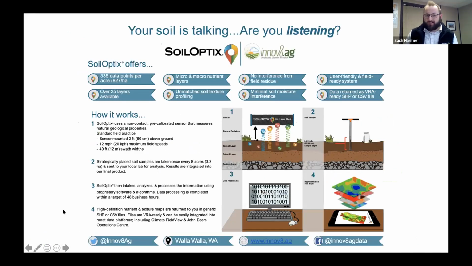SoilOptix itself really is a four-step process, to break it down to the simplest. The first big piece is, of course, the sensor, collecting this radiation data. As you've maybe seen in some pictures, we mount this sensor, which is roughly 2 feet wide, on the front or back of any sort of vehicle. With Innovate Ag, it's mounted on the back of their Gator, or side by side with their Green Atlas as well. It's mounted roughly 2 feet off the ground.